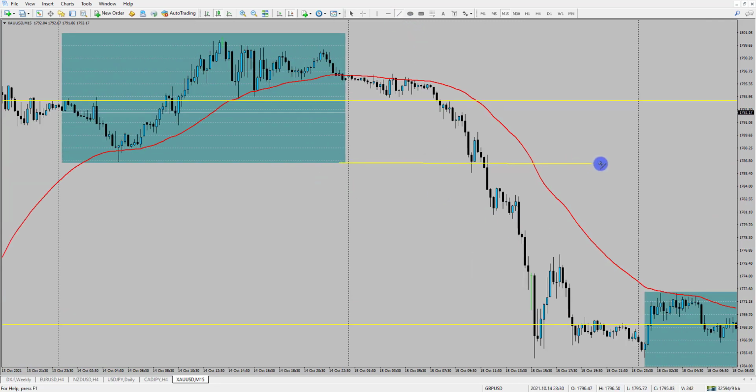Well, if you look at the breakout of the previous daily low, what you're going to do is see that price rejects it initially, but then closes below. So your entry is going to be this close below here, just below this candlestick.